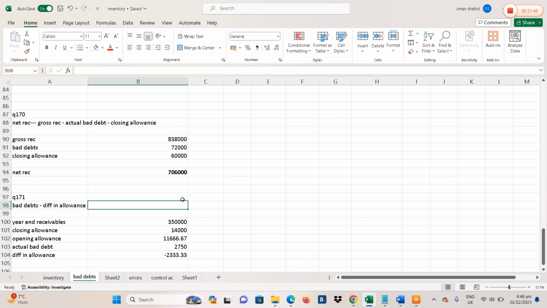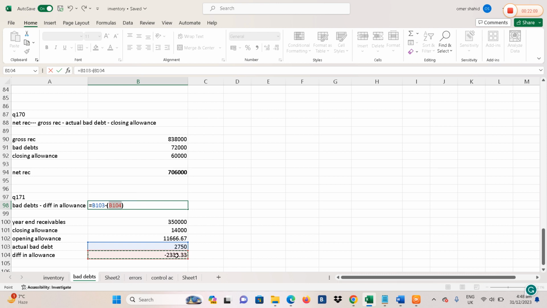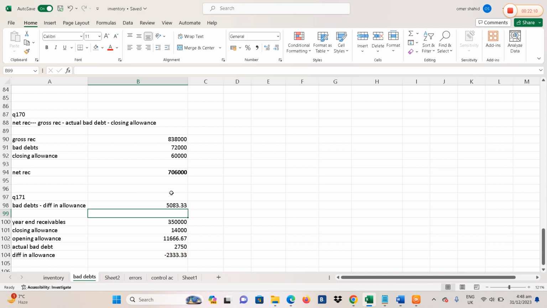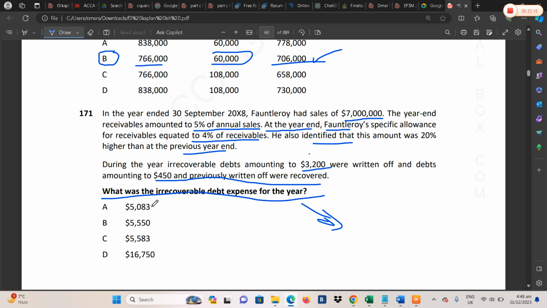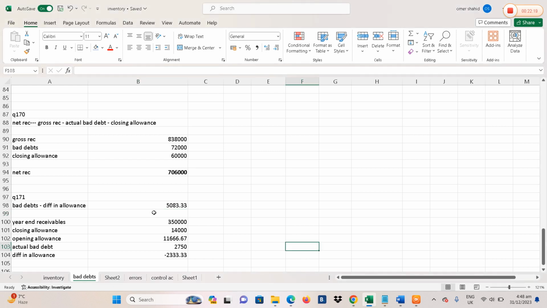Now we need to put the values in the main formula. So our bad debts was 2750, and we subtract minus, we will use brackets because this is the value with the minus sign, so minus 2 3 bracket close, and we get 5083 as our answer. So let's see, option number A is our answer. All right, we just applied the formula.